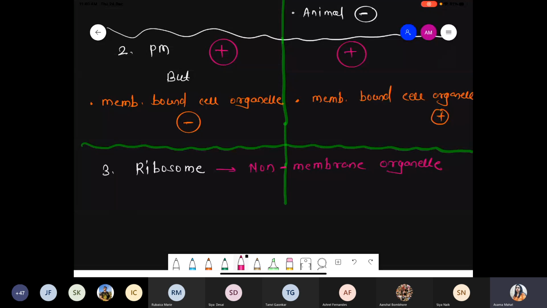When we are talking about the prokaryotic system, in case of the prokaryotic system, 70S type of ribosome is present. Obviously, because we are talking about bacteria. So there is a presence of 70S type of ribosome.